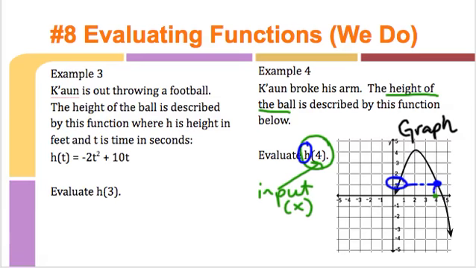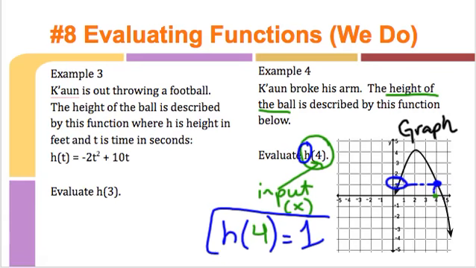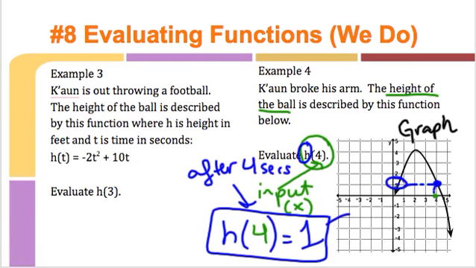So I would say h of 4 is equal to 1. So again, what this is saying is that after 4 seconds, the ball was at 1 foot high. Okay? Let's move forward.